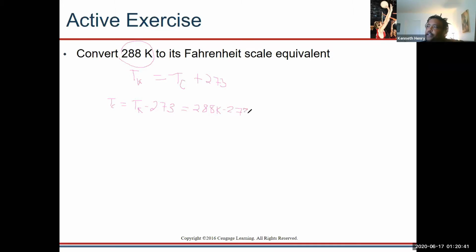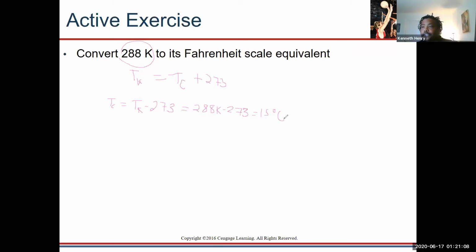My math skills aren't all they used to be cracked up to be. If I remember correctly, that should be about 15. Yes. And that's what degrees? Celsius. Okay, so we have degrees Celsius, but we want Fahrenheit. What do we need to do now? Plug it into our Fahrenheit equation.